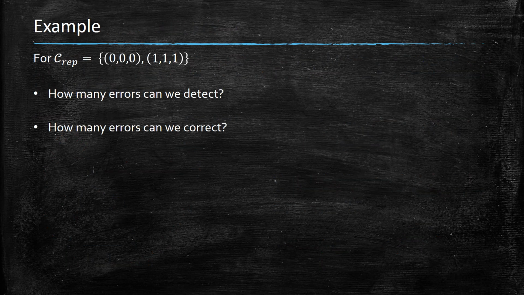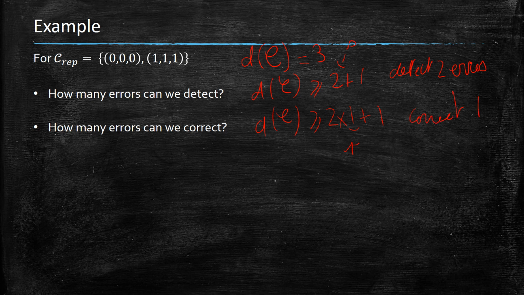So, an example of those formulas. You have the repetition code, whose distance I remind you we calculated to be 3. So how many errors do we detect? Well, we have that the distance of C is greater than 2 plus 1, and in that case, that 2 would be the S, so we can detect 2 errors. But now how many errors can we correct? Well, we have the distance of C is greater than or equal to 2 times 1 plus 1. So that 1 would be T here, and so we correct only 1. And that makes sense, right? It seems logical that it's easier to just merely detect an error than correct it.